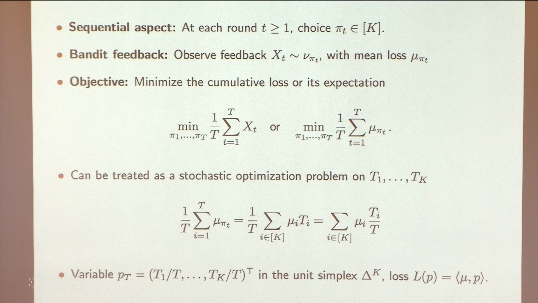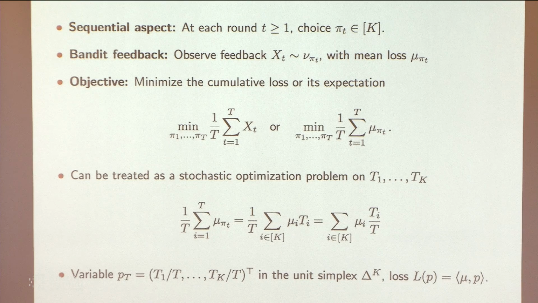Okay, and the principle of the bandit feedback is that when you play one slot machine, you only observe the feedback from this slot machine. So you observe the feedback drawn from the distribution nu of pi t when your choice is a policy pi t between 1 and k, with mean loss mu of pi t. So of course, the idea is to minimize the cumulative loss or its expectation. You want to lose as little money as possible in a casino. And so if you take the average, it's equal to this, or if you take the expectation, if you take the corresponding means, you get something like this.